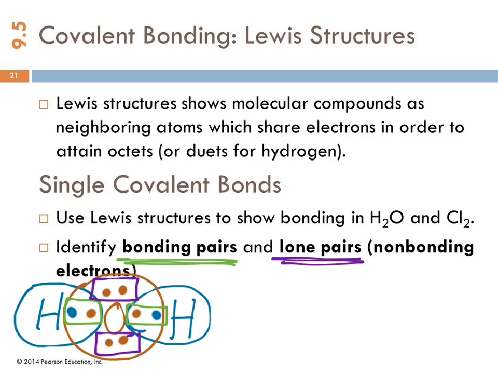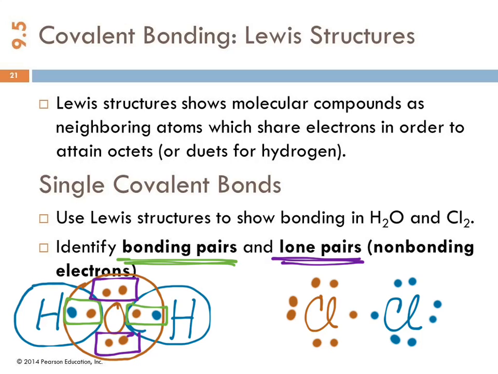Let's do chlorine. So there's chlorine. How many valence electrons does chlorine have? 7. 1, 2, 3, 4, 5, 6, 7. And then I'll draw another chlorine, and I'll use a different color just so we can see what we've got. And that one also has 7. 1, 2, 3, 4, 5, 6, 7.